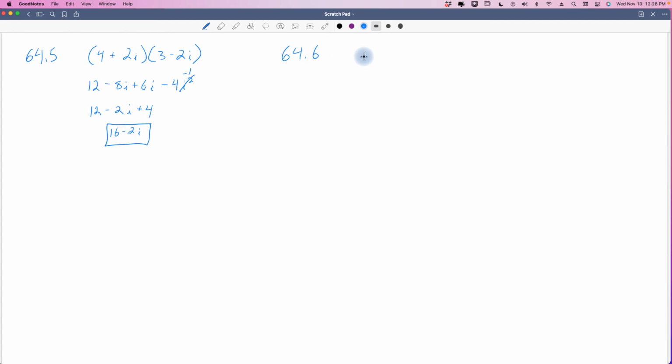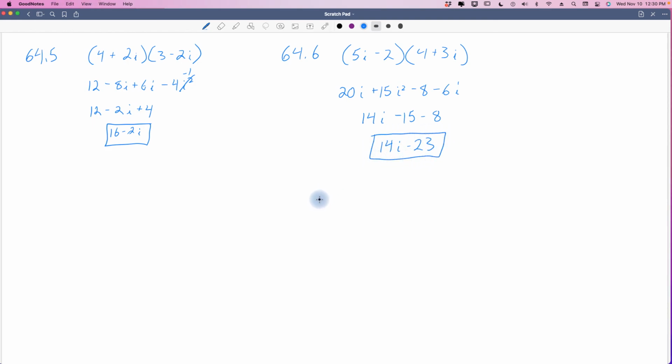64.6. This is our final problem. We have 5i minus 2 times 4 plus 3i. So I want you to pause the video and work this problem. Come back and check your answer. All right, if you got 14i minus 23 or negative 23 plus 14i, then you got the correct answer.